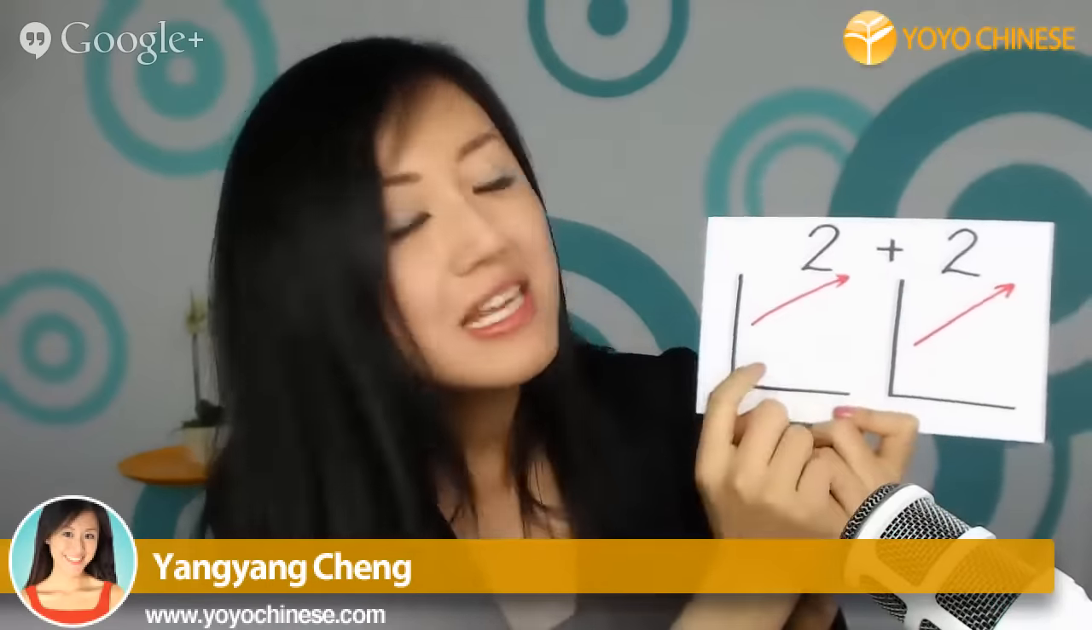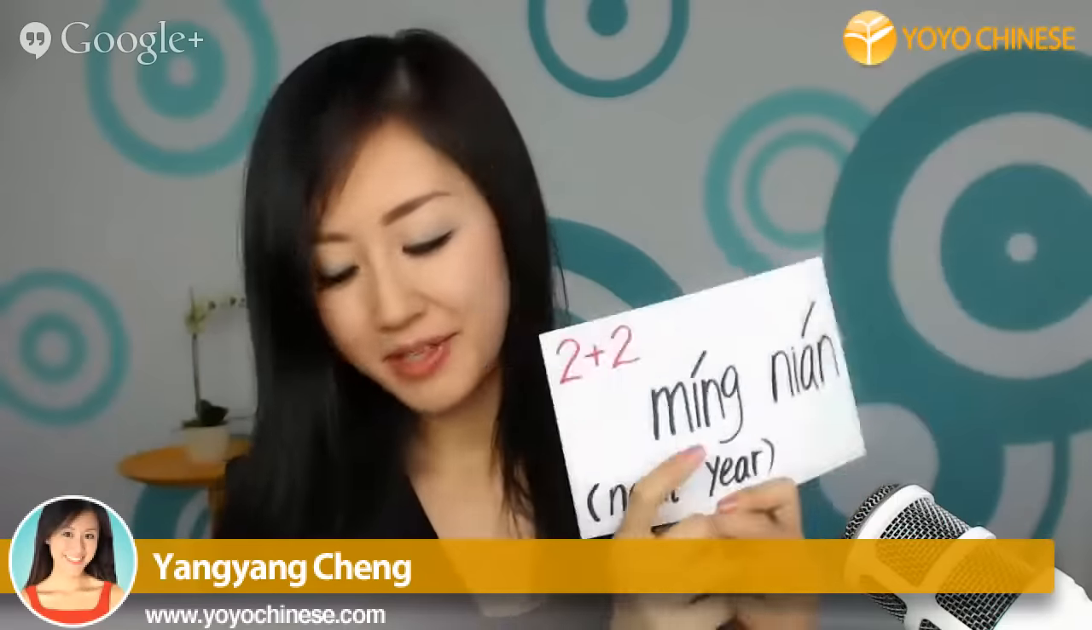2-2 combination, that will be what? What, right? Yeah, or yes, huh, right? What? All right. And that will apply to this word next year. 明年, 明年, 明年. 非常好, very good. Next one, the 2-3 combination.